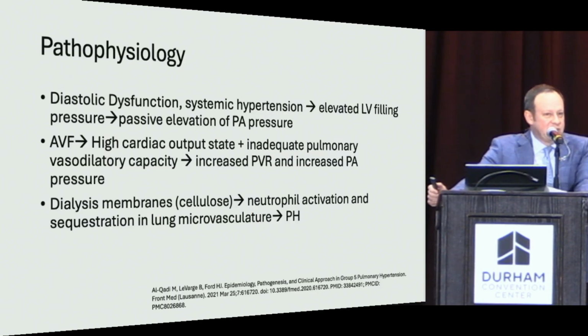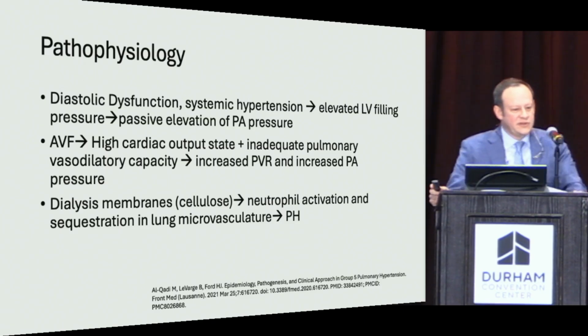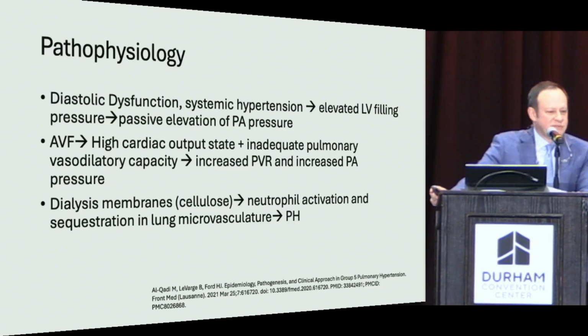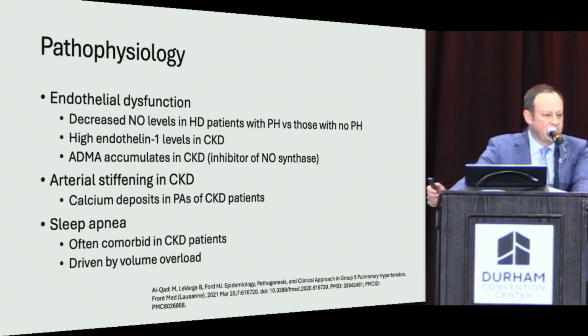Some other pathophysiologic considerations, as I mentioned, diastolic dysfunction, which is often seen in the context of systemic hypertension, which leads to elevated left ventricular filling pressures and passive hydrostatic elevation of the pulmonary artery pressures as well. We talked about the arteriovenous fistula and some of its effects. Also, dialysis membranes, particularly cellulose dialysis membranes, are thought to cause neutrophil activation and sequestration within the pulmonary microvasculature, which is thought to contribute to pulmonary hypertension as well.